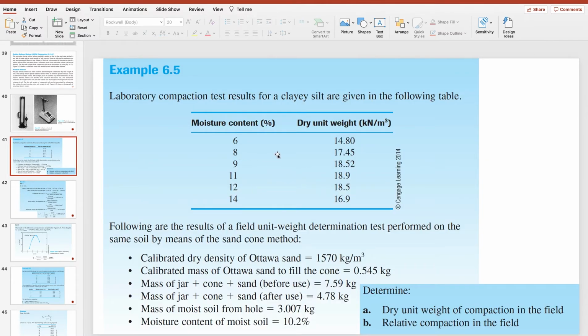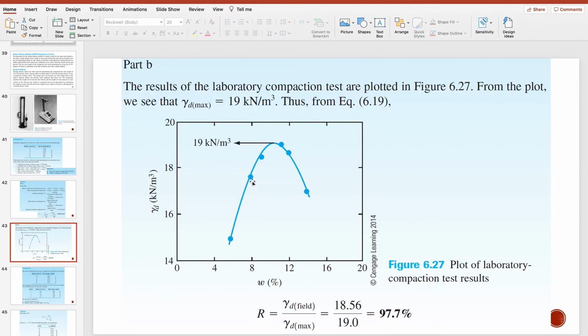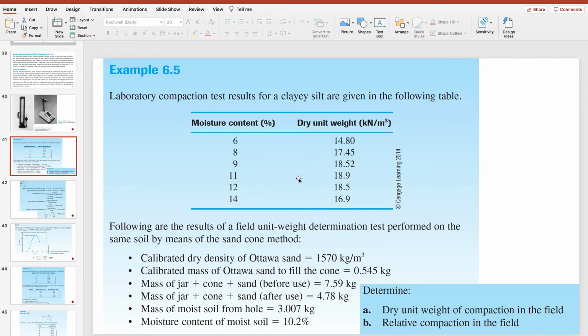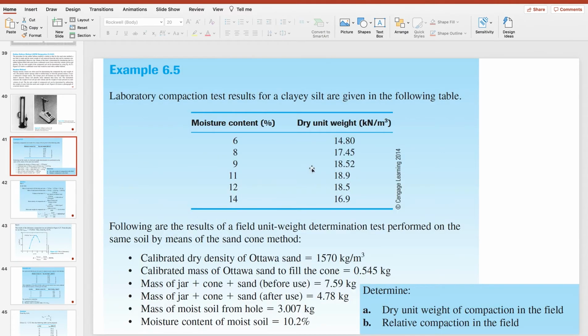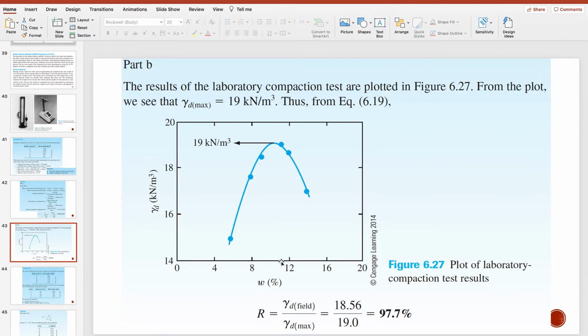Next, 8, 17.45. 8%, 17.45, dito sila magmi-meet. Next, 9%, 18.52. 9% around here, 18.52 around here. Ayan, dyan sila magmi-meet. Then, 11, 18.9. 11, then 18.9 around here.